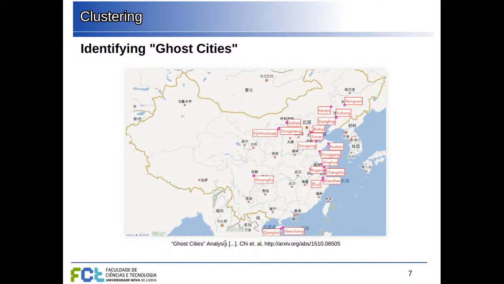So even though there are lots of apartments there, and there are people who own those apartments, they are never there. And so these are what they call ghost cities, which have no one around. And these were identified by looking at density-based clustering of the locations of the mobile phones.